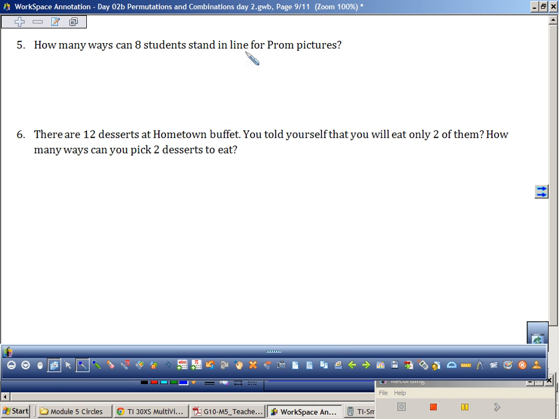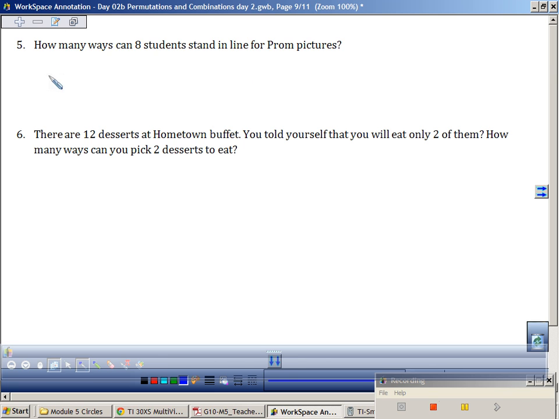How many ways can 8 students stand in line for prom pictures? Okay, they're standing in line. Line means order matters. So I have 8 permutation 8 equals 40,320.